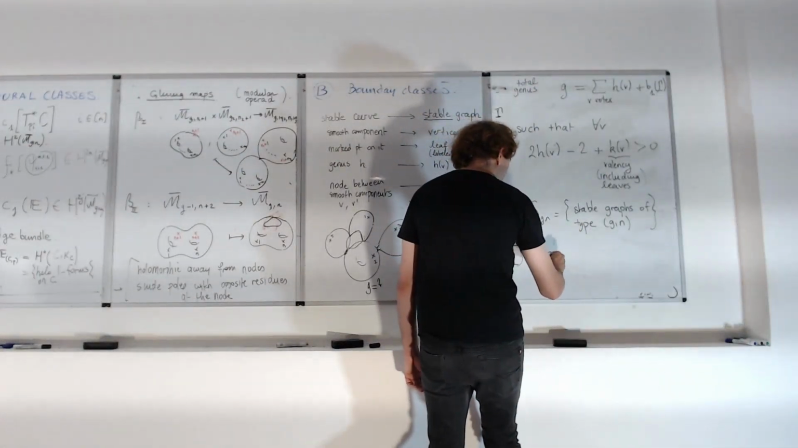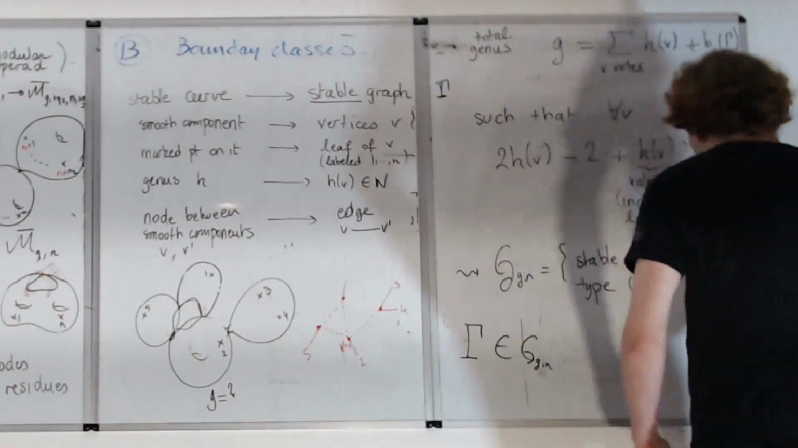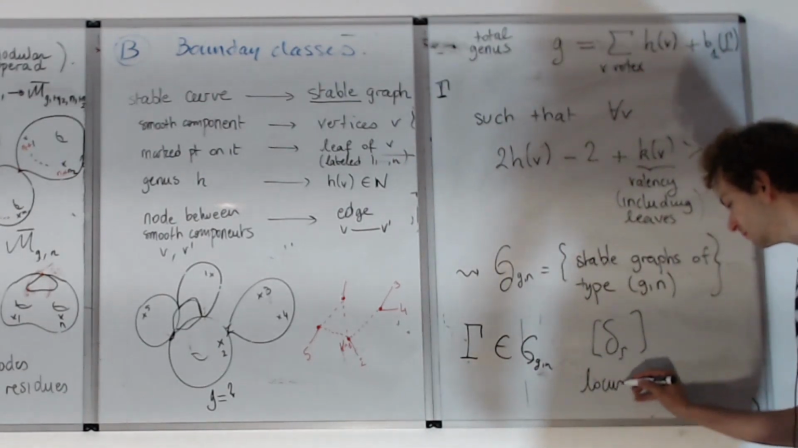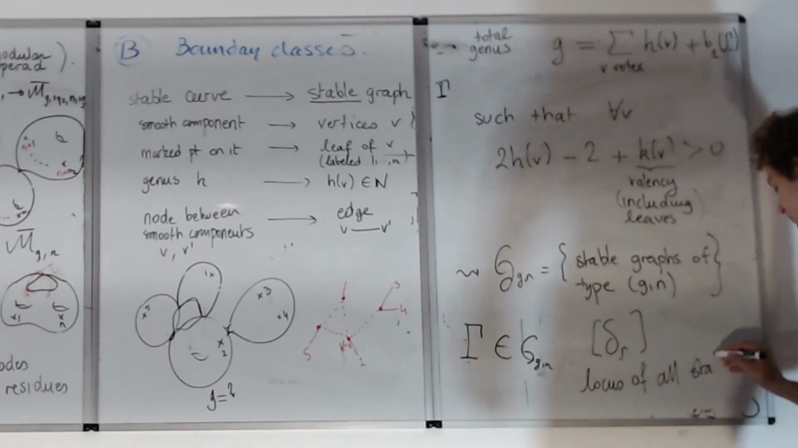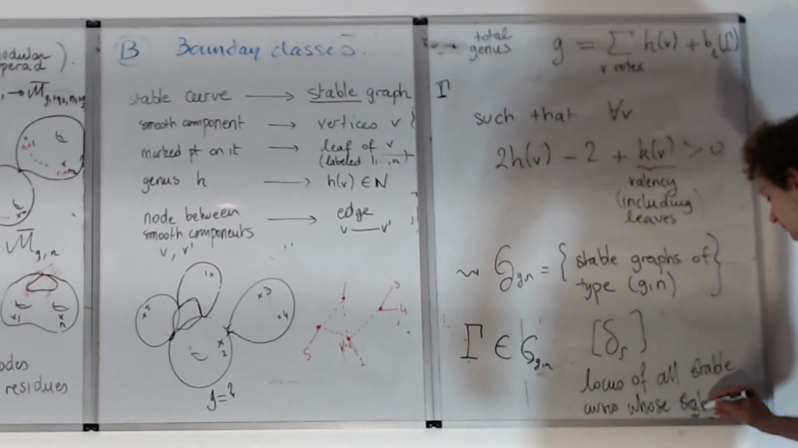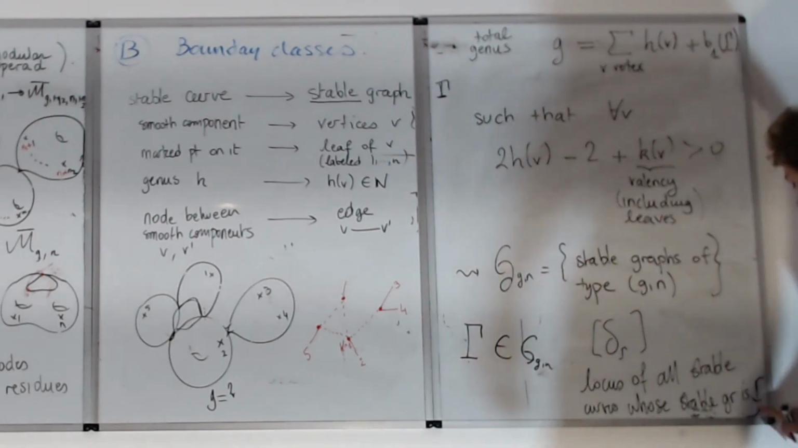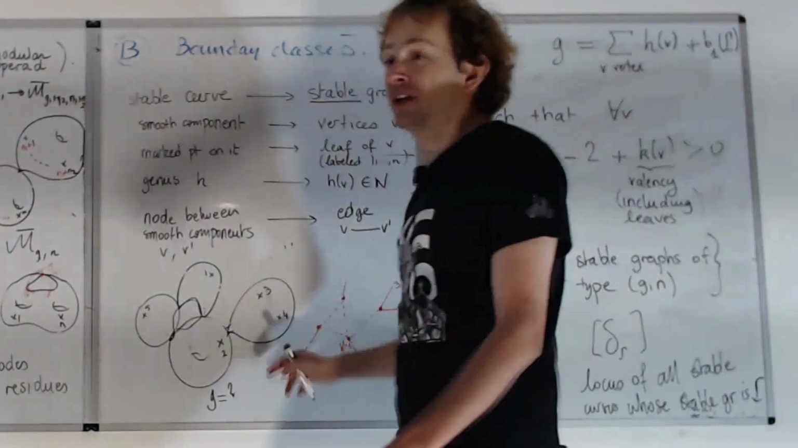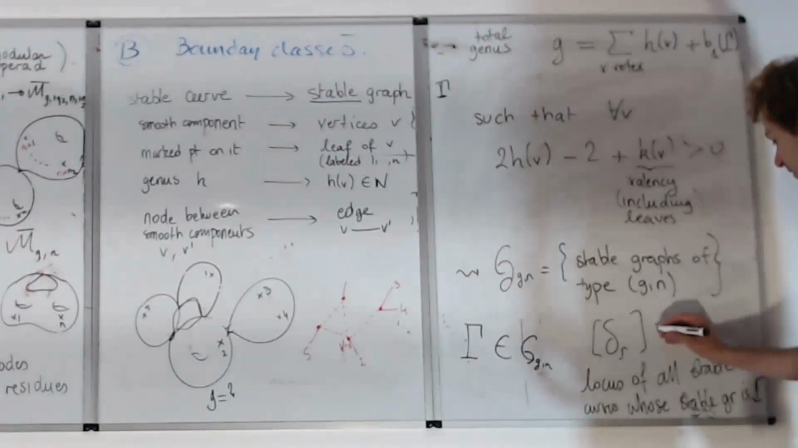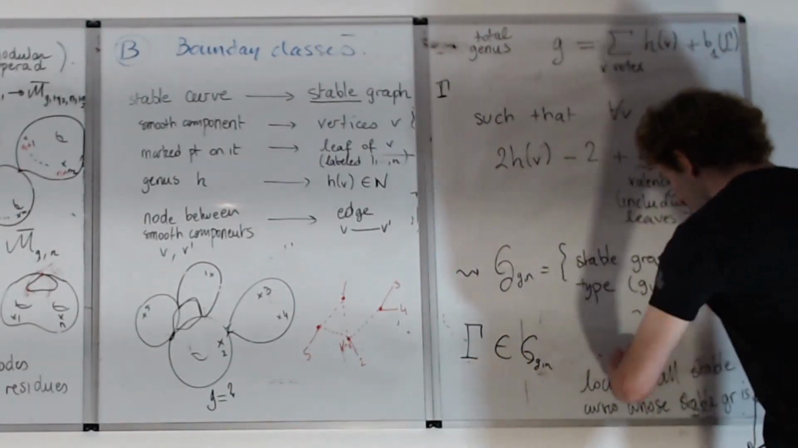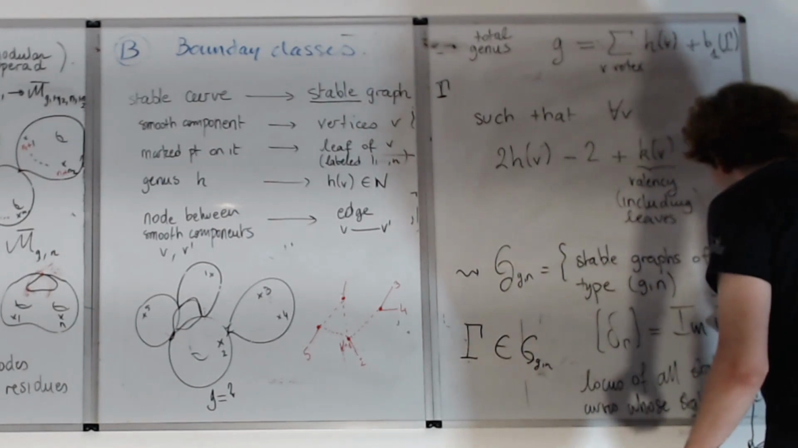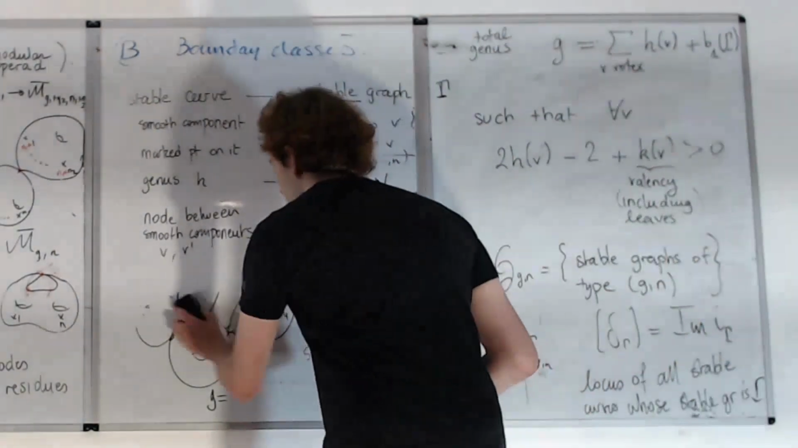If now I take such a stable graph, you can look at the locus delta gamma of all stable curves whose stable graph is gamma. So this thing has a complex structure. There's a moduli for this complex structure. So what is this delta gamma? I can write it like this. This is the image of a certain morphism. And what is this morphism?